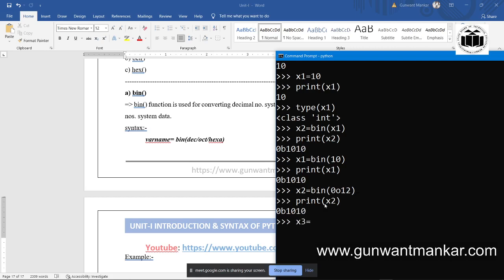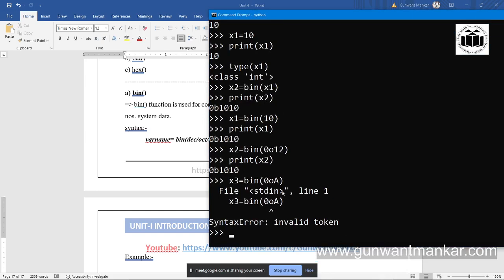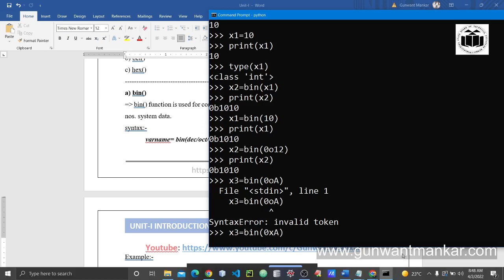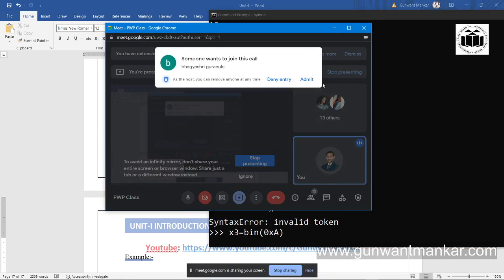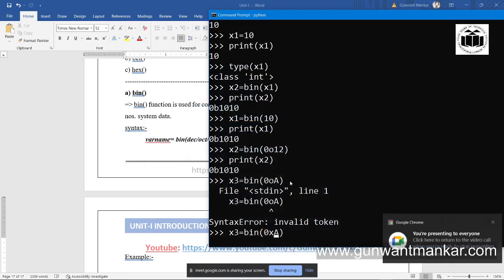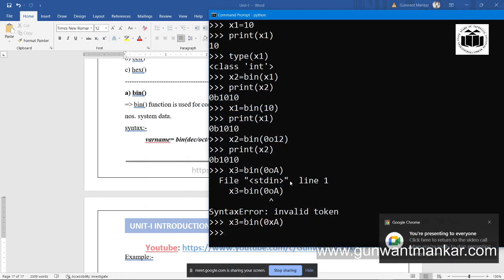Again x3 is equal to bin of, convert the hexadecimal number. Small o or capital O, then you can write a, or capital A, that is no problem. Is it giving any error? Yes, for the O it is giving an error, because this is a hexadecimal number, you have to use small x or capital X. Now we can print the value of x3, right?